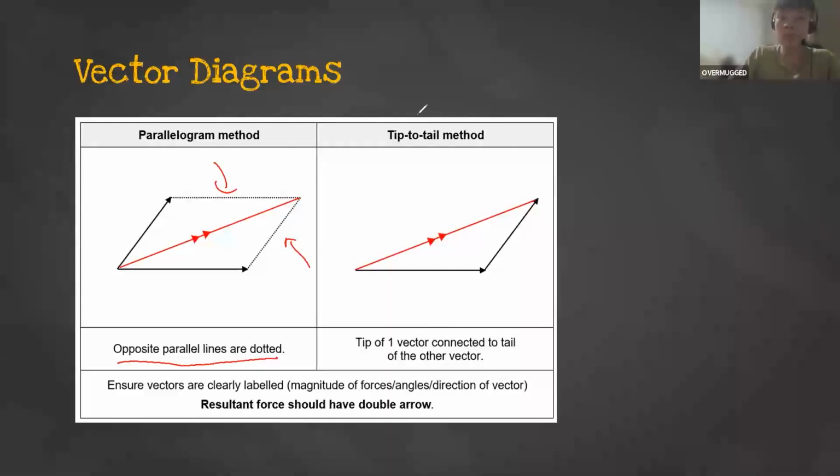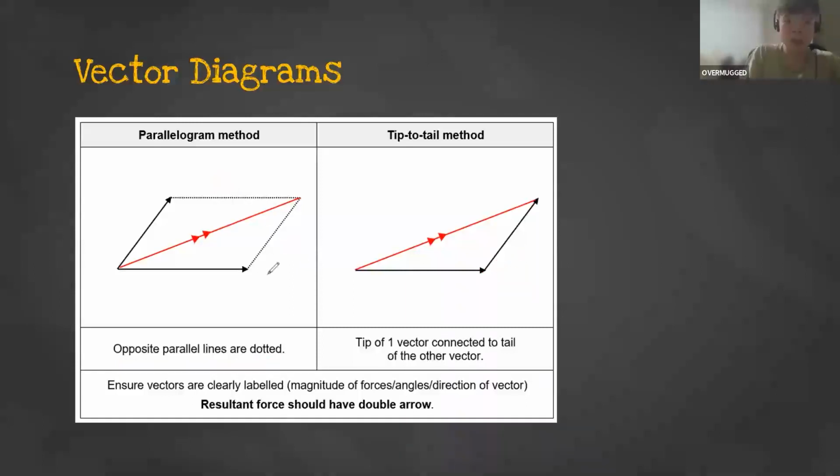For the tip-to-tail method, the tip of one vector, the head, should be connected to the tail of the other vector. Can you see the tail of the second one over here is connected to the arrow head of the first vector? It's up to you which one you want to use in the exam, but usually exam questions will restrict you, and the parallelogram method is the more common one. But just be open to both.